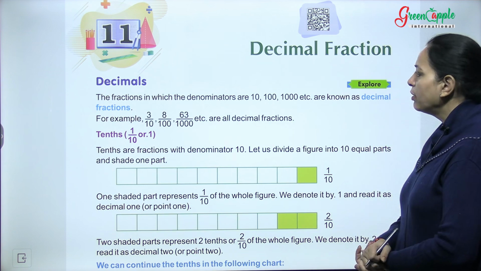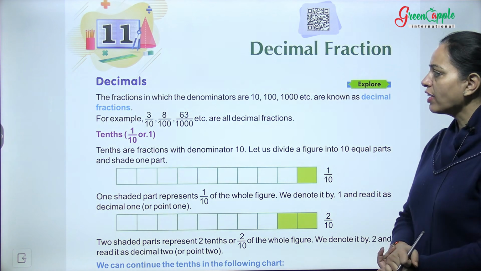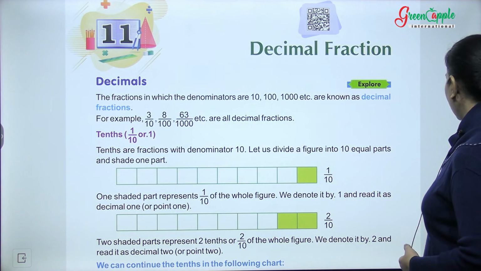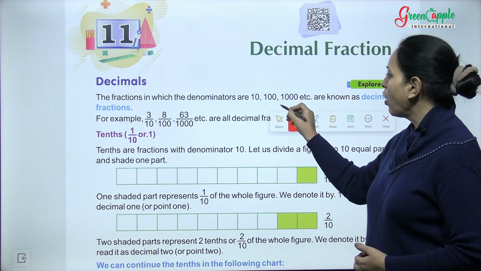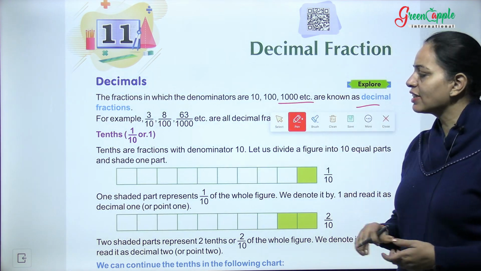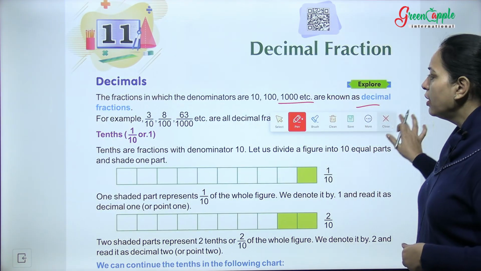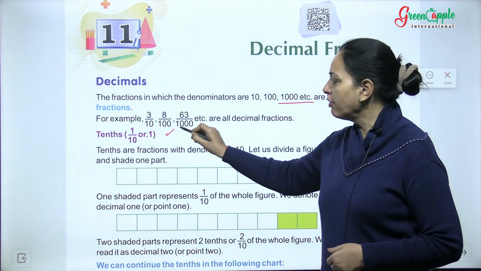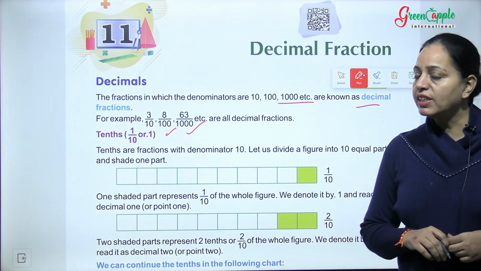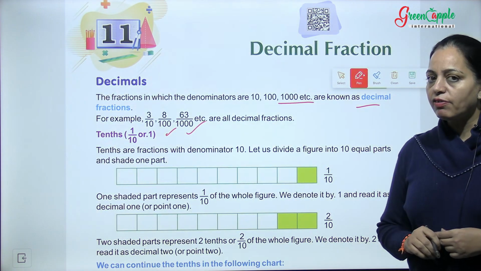Chapter 11, Decimal Fraction. Decimals are fractions in which the denominators are 10, 100, 1000, etc. These are known as decimal fractions. For example, 3 by 10, 8 by 100, 63 by 1000. These all are decimal fractions.